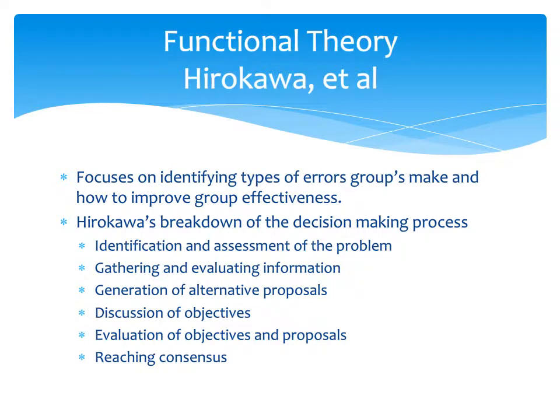Randy Hirokawa further developed functional theory by focusing on identifying the various types of mistakes groups make which lead to ineffective decision-making, and suggested ways in which groups can be more effective. Hirokawa's decision-making process is similar to Dewey's and includes identification and assessment of the problem, gathering and evaluating information, generation of alternative proposals, discussion of objectives, evaluation of objectives and proposals, and reaching consensus.